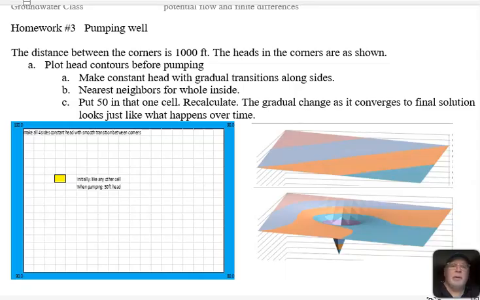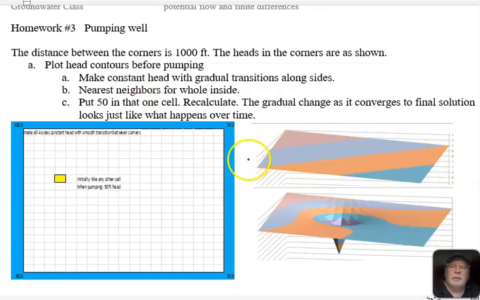So this one with the pumping well, we have four corners with known heads. And so what we're going to do is make constant heads around there. And then we're going to write our nearest neighbors. That's the four around it divided by 4 for each cell. And then we'll calculate that and see what it looks like. And it should look like this.